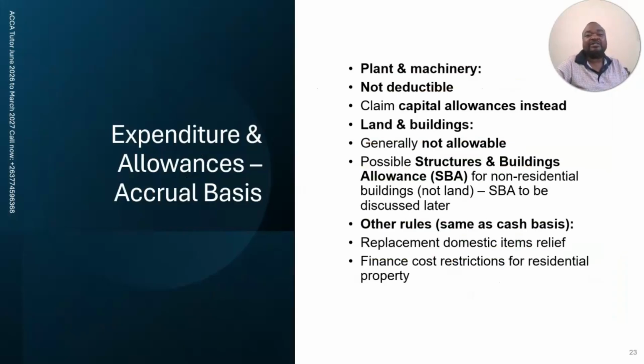Expenditure and allowances, accrual basis. Plant and machinery is not deductible. You are allowed to claim allowances instead. Land and buildings are generally not allowable. Possible structures and buildings allowance for non-residential buildings, but not land. The SBA is to be discussed later. Other rules are the same as cash basis. Replacement domestic items relief is going to be applied. Finance cost restrictions for residential property are also applicable in this situation.